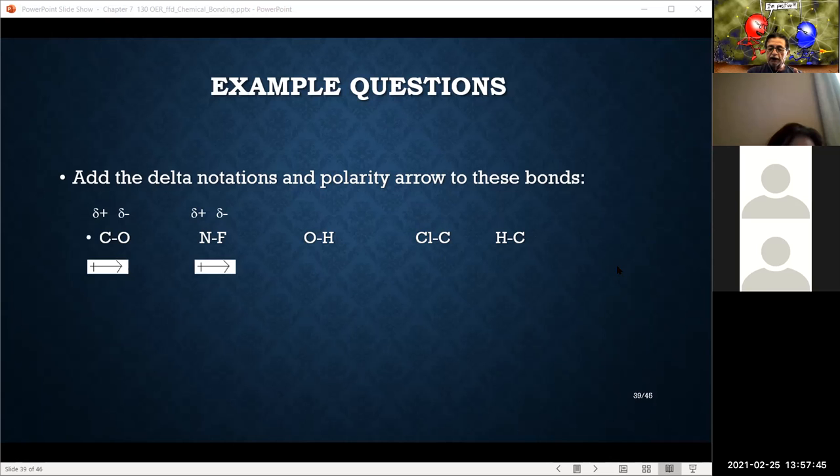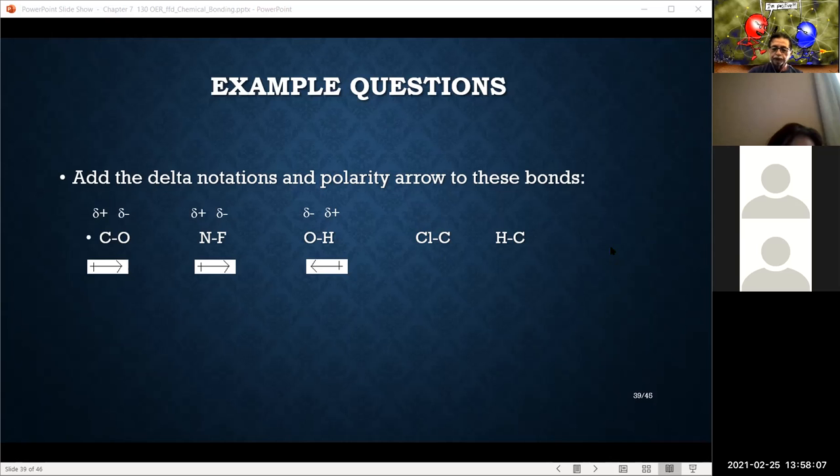Now we got oxygen and hydrogen. We did this example earlier. Oxygen is a lot more electronegative. So in this case, the arrow can go from right to left. Now the arrow can go from right to left, left to right, depending on how you place the element. So it could have been written H-O. In that case, the arrow would have gone from left to right.